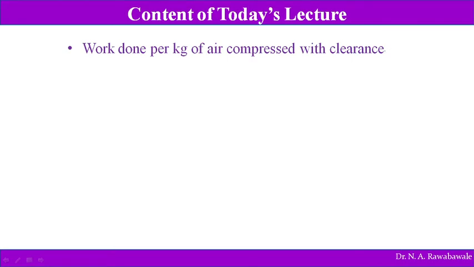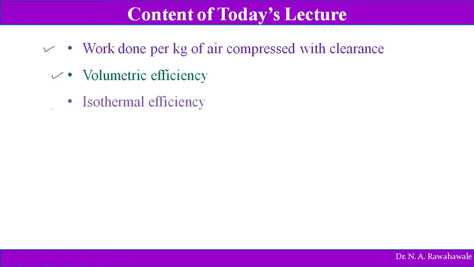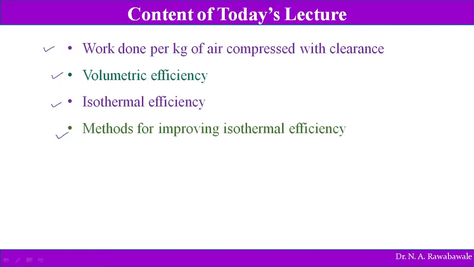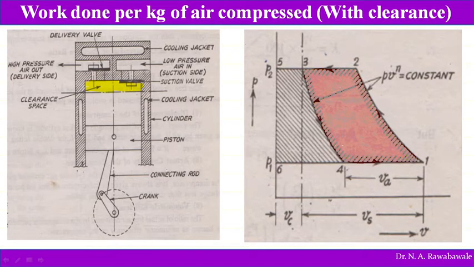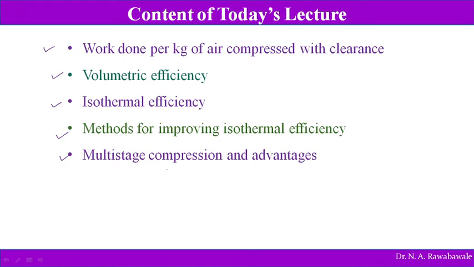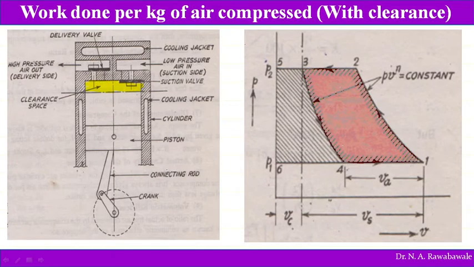This was expected to be covered in the previous lecture, but unfortunately, because of lack of time, we could not cover it. Volumetric efficiency was also proposed in the previous lecture. So today we will also cover isothermal efficiency, methods of improving the isothermal efficiency of an air compressor, multi-stage compression, and the advantages of multi-stage compression. These are the things we will be covering in today's lecture. Now, very first, we will see the work done per kg of air compressed with clearance volume.